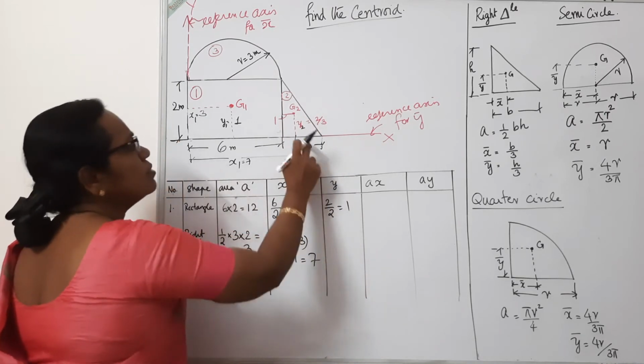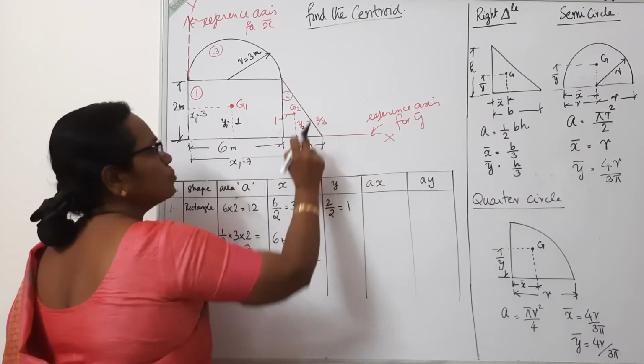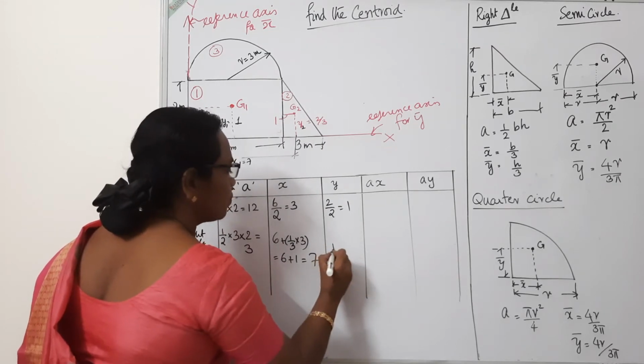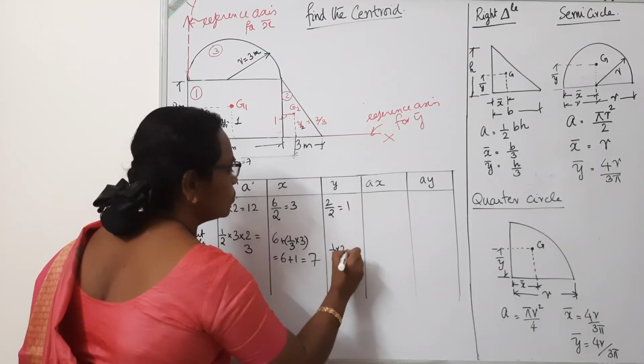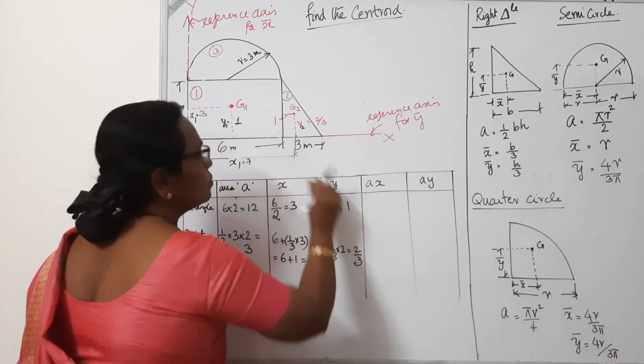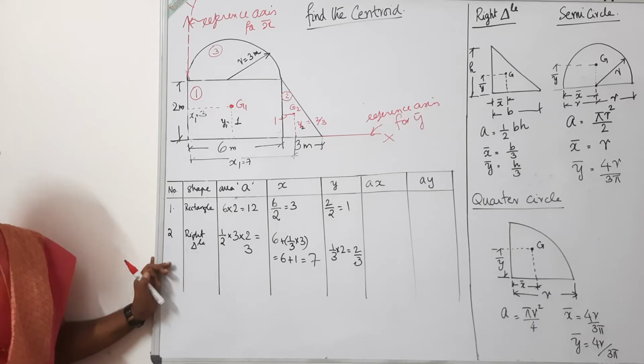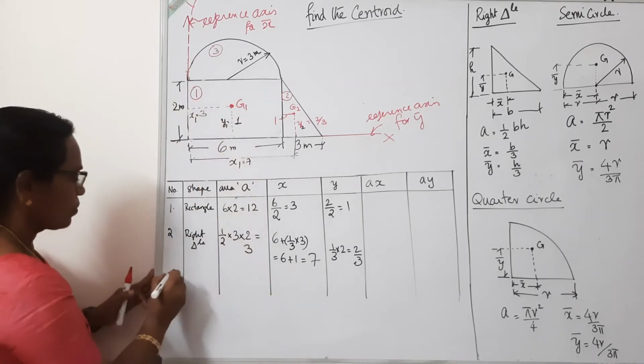Its y distance from the reference axis is 2 by 3, so 1/3 of 2, which is 2 by 3, because the reference axis is the bottom axis. So that covers the two figures we have got now. Now, considering the third figure.